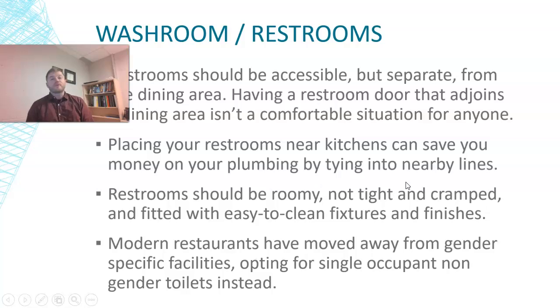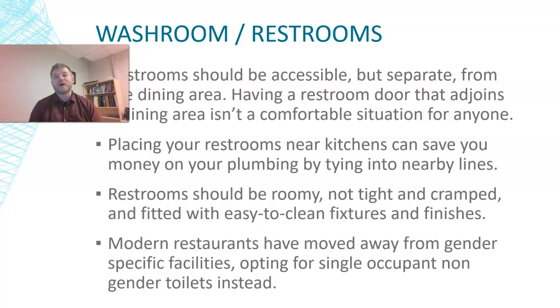When it comes to washrooms or restrooms, they should be accessible but separate from the dining area. There shouldn't be any lines of sight close to the doors, so if you can tuck it around a corner, that's ideal. You want to place your restrooms near the kitchen to save money on plumbing, so they should be located toward the back of house area. They should be roomy, not tight and cramped, and often we relate the entryway, the waiting area, and the washrooms with the amount of money we're willing to spend.